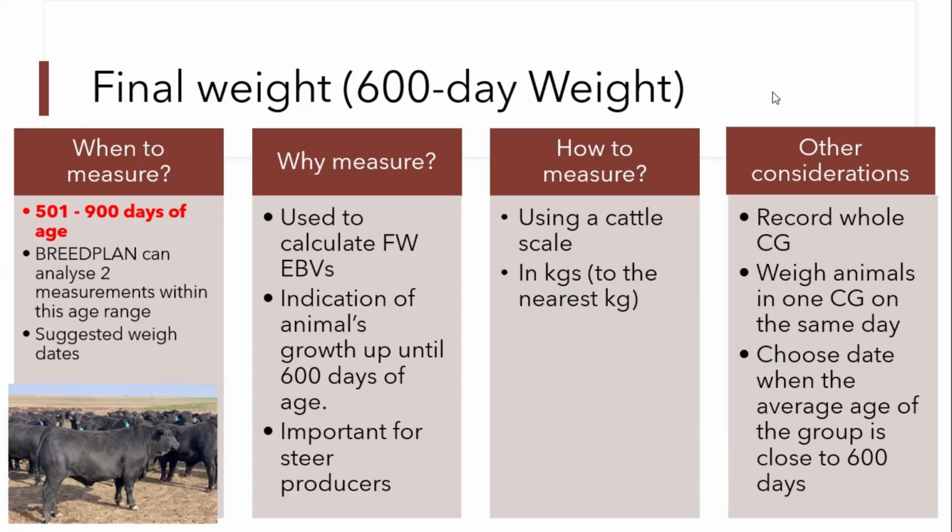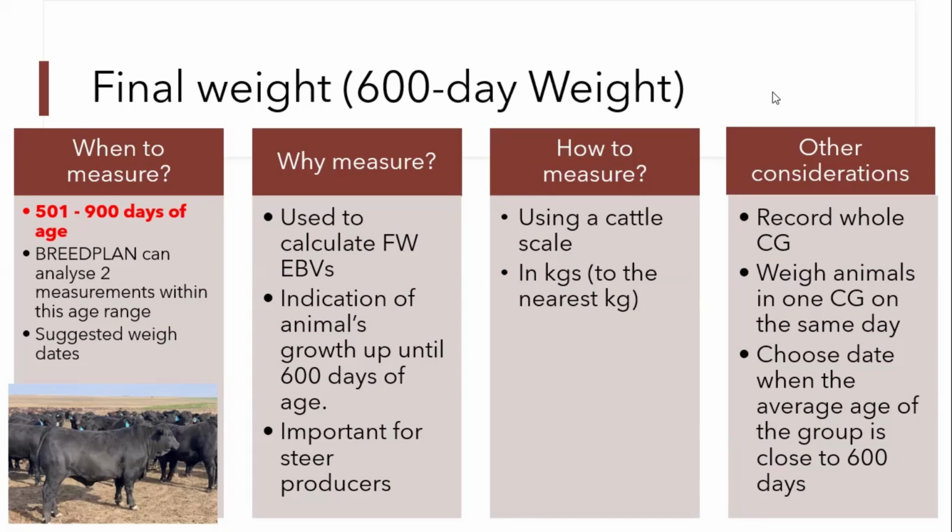It gives you an indication of an animal's growth up until 600 days of age. We use a scale. And again, we choose a date when the animals are around about 600 days of age. And very important, we weigh the whole contemporary group.